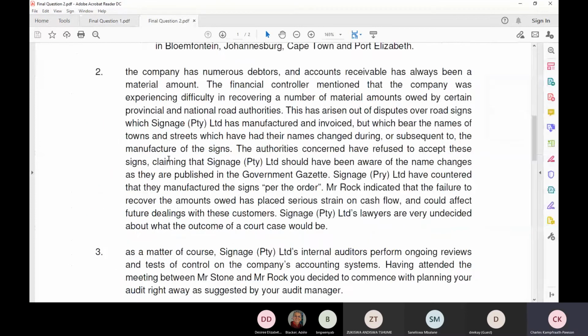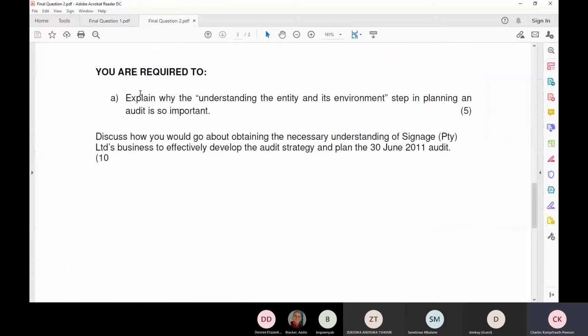Always go to the required part first. So it's part A and part B. Explain why the understanding the entity and its environment step in the planning and audit is so important. And then B, discuss how you would go about obtaining the necessary understanding of Signage Pty Limited's business to effectively develop the audit strategy and plan the 30 June 2011 audit.